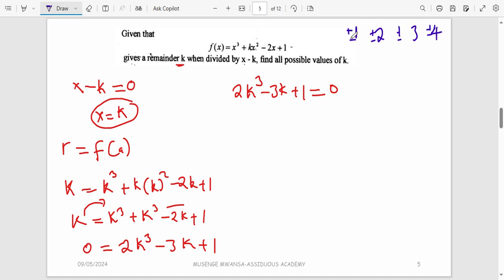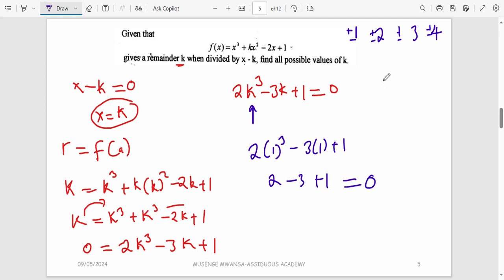So let's start with positive 1. Let's say when x is equal to 1, you want to find out if it is a factor. Remember we said that if x is equal to 1 is a factor, when we put 1 where there is x, it should give us 0. If it gives us 0, then x minus 1 is a factor. Okay, that's what we said. So let's put 1 where there is k. It will become 2 times 1 to the power 3 minus 3 times 1 plus 1. This is giving us 2 minus 3 plus 1. This is giving us 0.